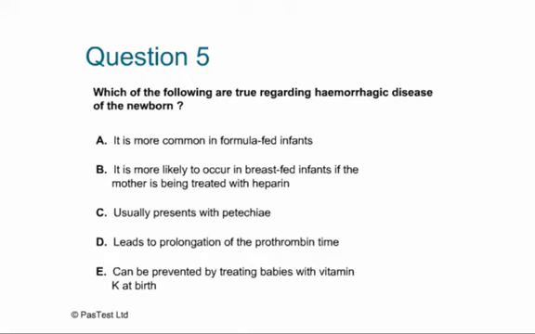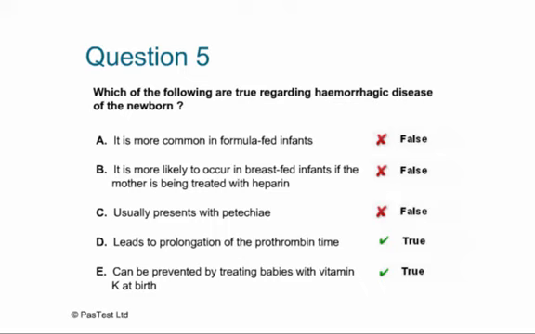Early onset hemorrhagic disease of the newborn presents within the first 48 hours, usually with gastrointestinal bleeding. The prothrombin time and activated partial thromboplastin time are both prolonged, as both the intrinsic and extrinsic pathways are affected. Maternal heparin therapy does not contraindicate breastfeeding. So the true statements in this question would be D and E.